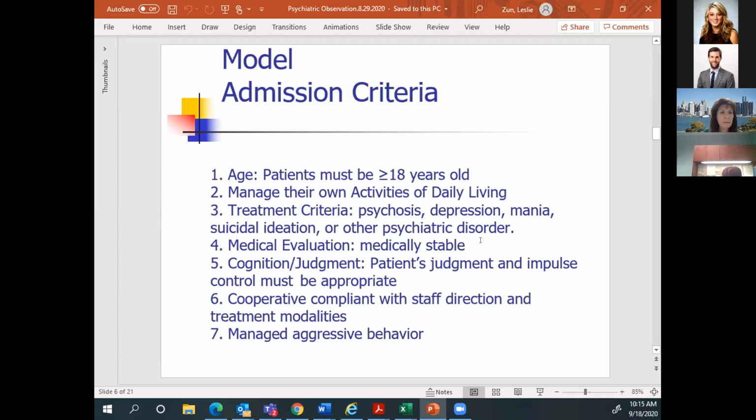They need to be medically stable. They need to have some insight into their condition, because that way they will be working with the provider and taking their meds and doing some therapy while they're there. They need to be somewhat cooperative and compliant with staff direction. And if they are aggressive, that it can be properly managed. If they're too aggressive or truly homicidal, that's not the kind of patient you want to put in this unit.